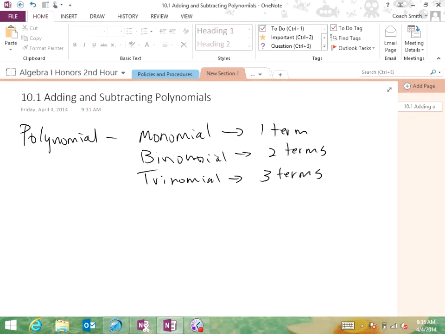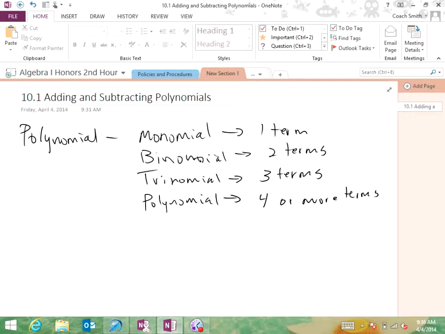Now, I believe they even go to a four-term one. They call it a quad? Yeah, they're just going to call it a polynomial. A polynomial is four or more terms. Okay, now, a monomial, binomial, trinomial are all polynomials. But if it's one that just has four or more terms in it, they're just going to call it a polynomial.